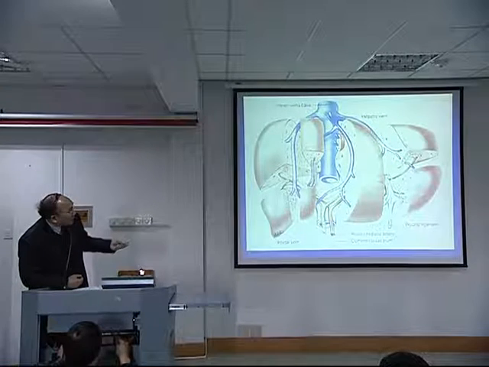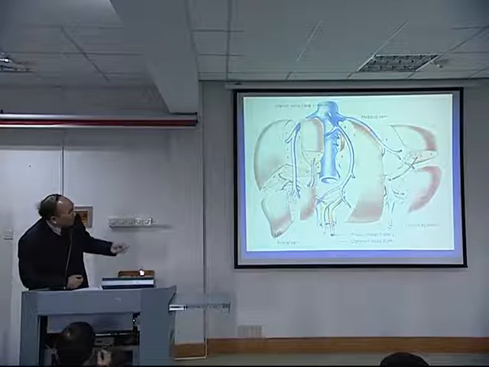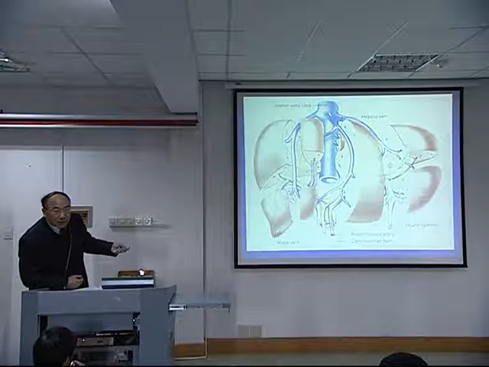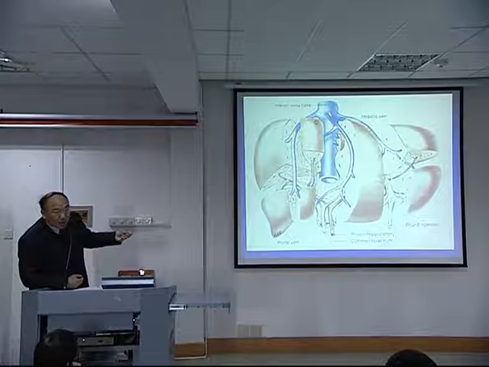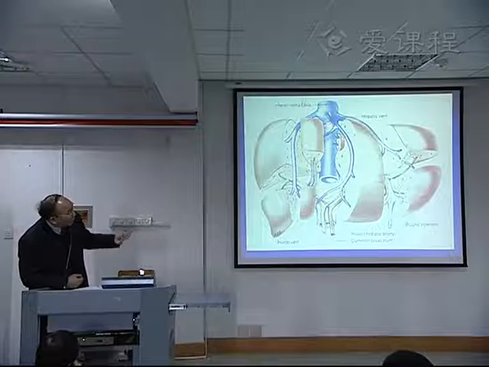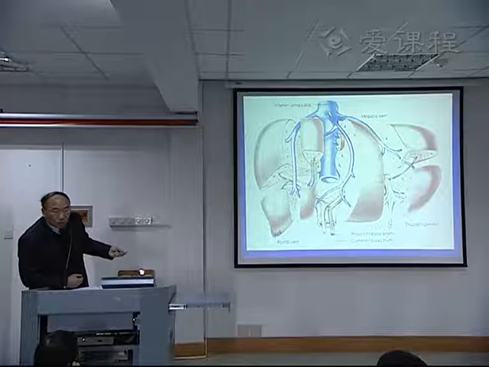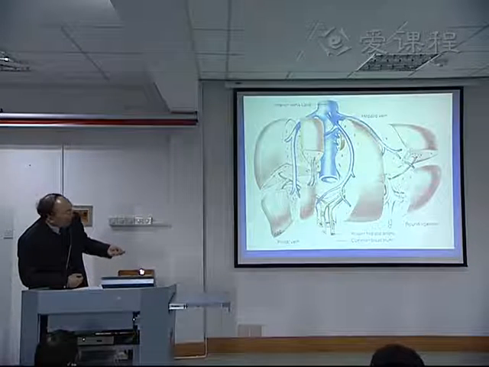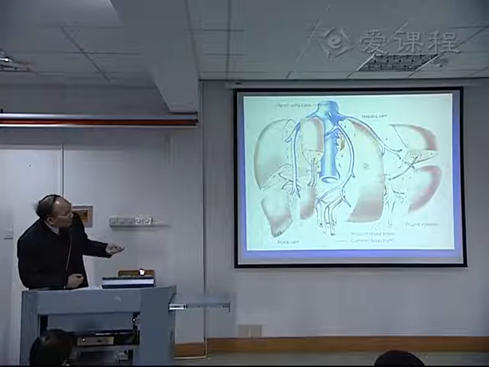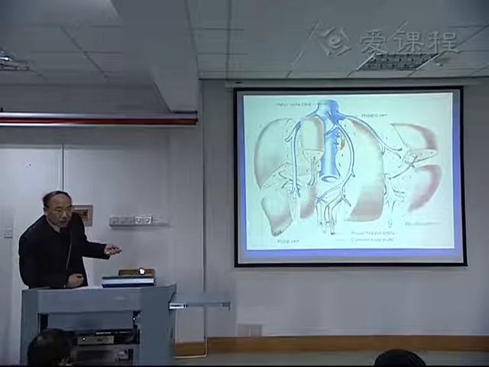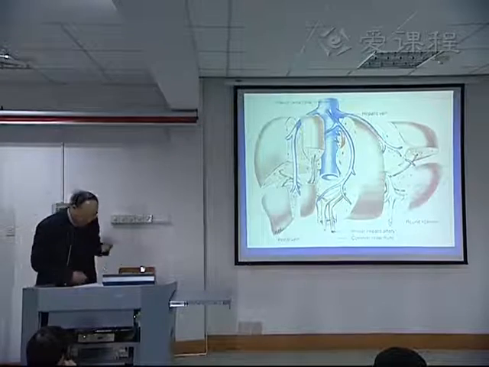The outflow goes through the right hepatic vein, middle hepatic vein, and left hepatic vein. So here is the second hepatic hilum, the outflow, and here is the inflow. It's a double blood flow. So the liver is different from other organs. It's very important.